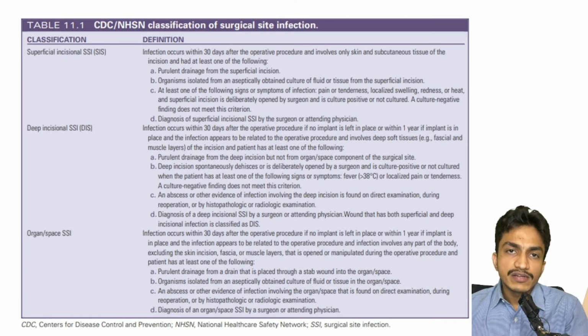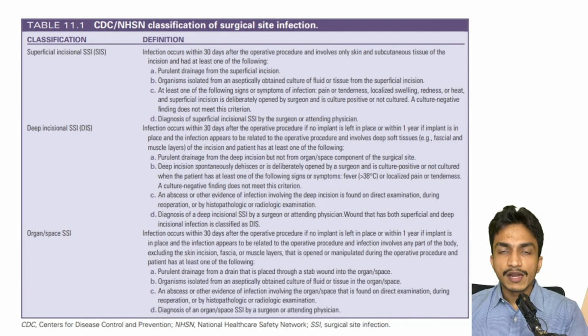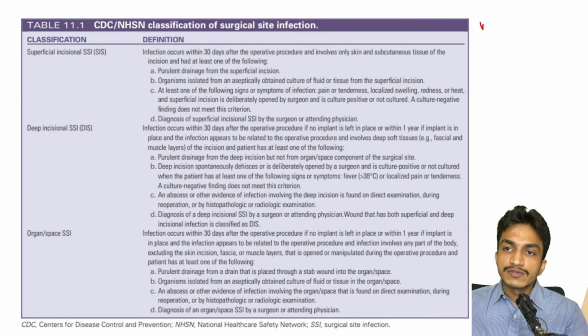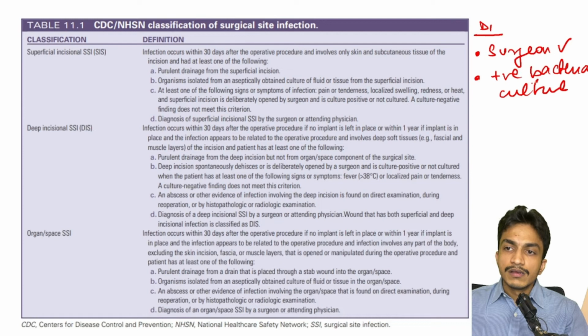Coming to the surgical site infection classification, this is very important. I am just covering it because you need to be aware of it. Starting with superficial, deep, and organ space. Usually all three include that a physician should diagnose it, either by opening up the wound or by culture taken. It should have a positive bacterial culture, either opening of the wound or spontaneous opening. There should be signs of inflammation.